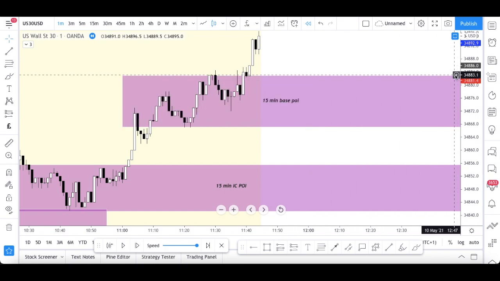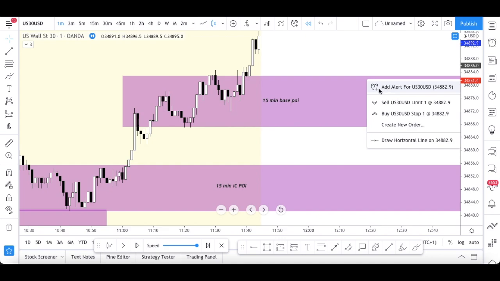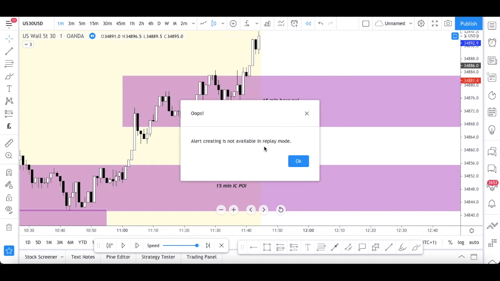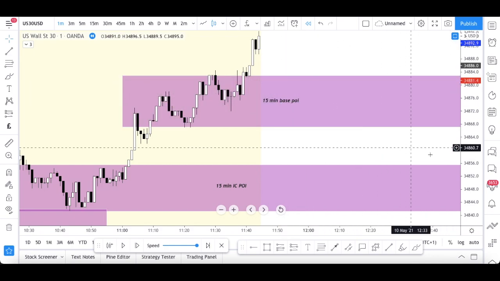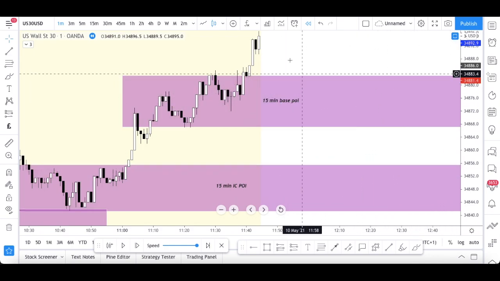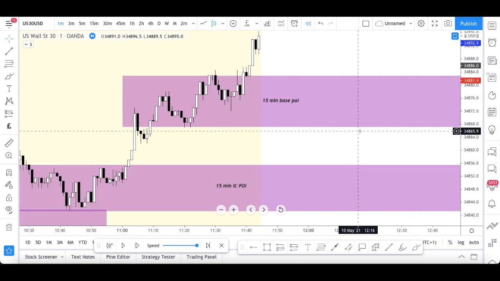So setting an alert at this point here, you see add alert for US30. Or I'm in replay mode, so I can't really create the alerts right now, but you'd be setting your alerts around this point here as it approaches this first POI, and another one down in here for the lower POI if it does decide to give that deeper retracement.